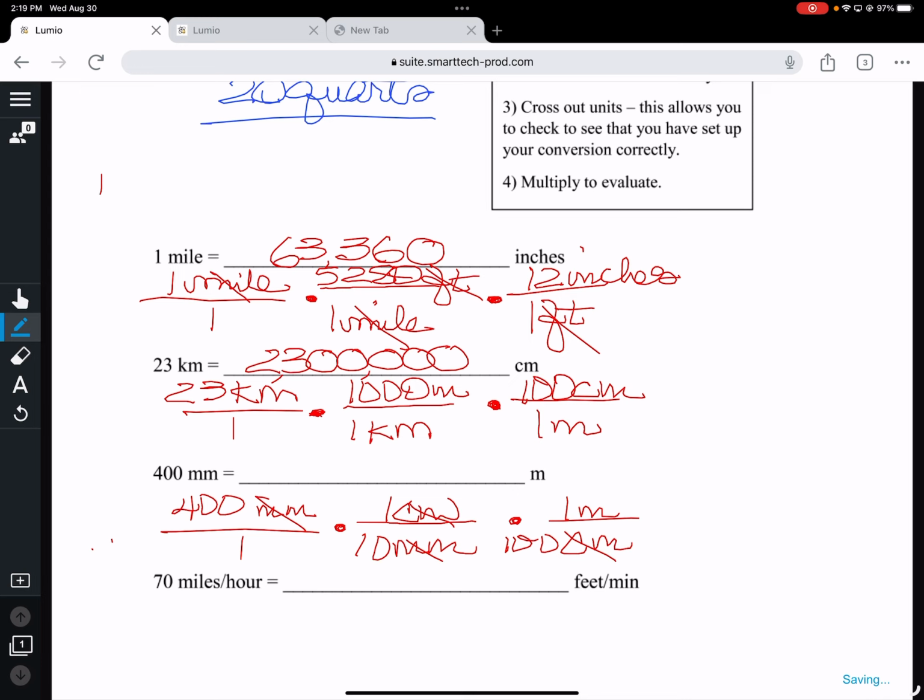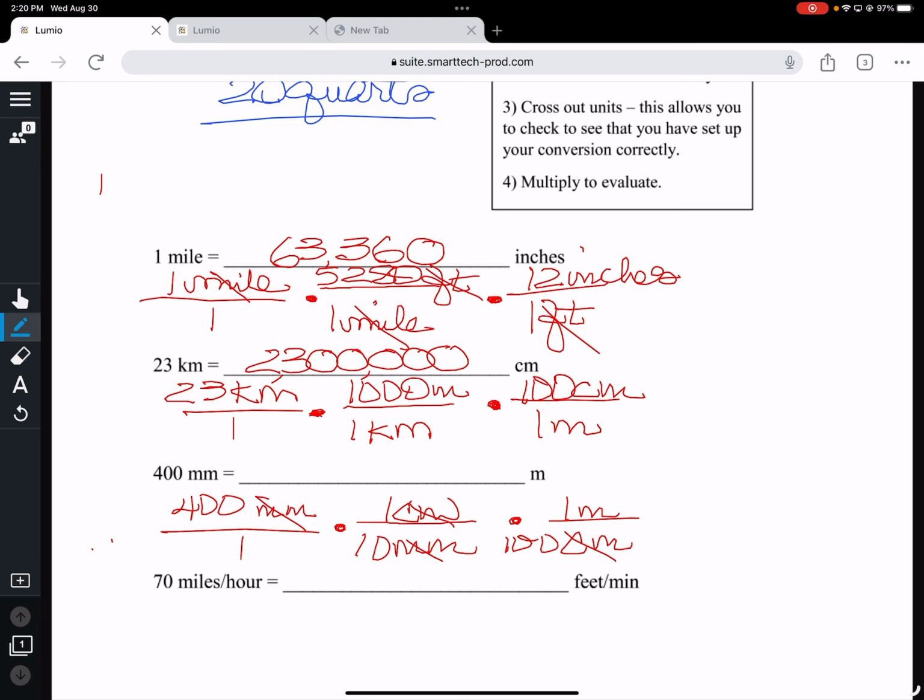But what's my answer? Do the math. 400 is in the numerator, and then look at the denominator. We have 1 times 10 times 100 in the denominator. 400 over 1,000. So how do I write this as a decimal?